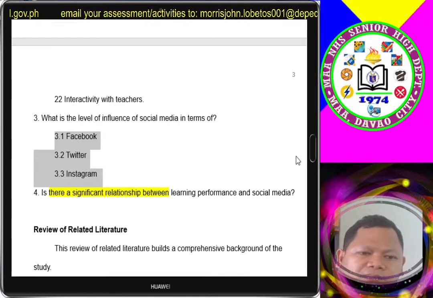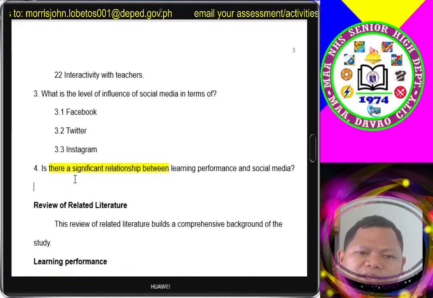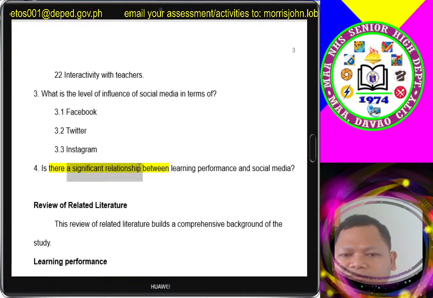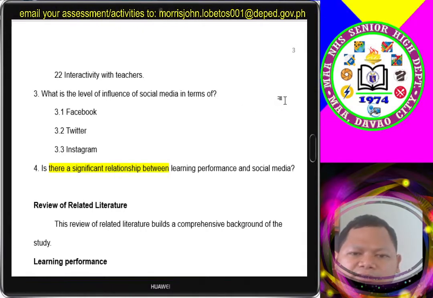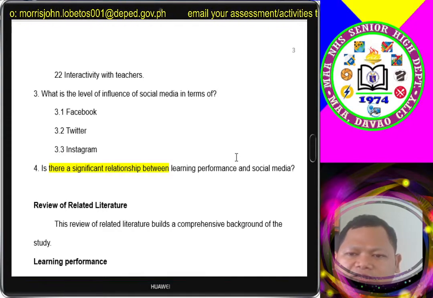Okay, number 4, is there a significant relationship between learning performance and social media? Okay, so this will answer the statement of the problem, as you can see. So that is how to make the scenario problem and the research questions. As you can see, this is only 4 questions. Okay, so that is enough for this study.